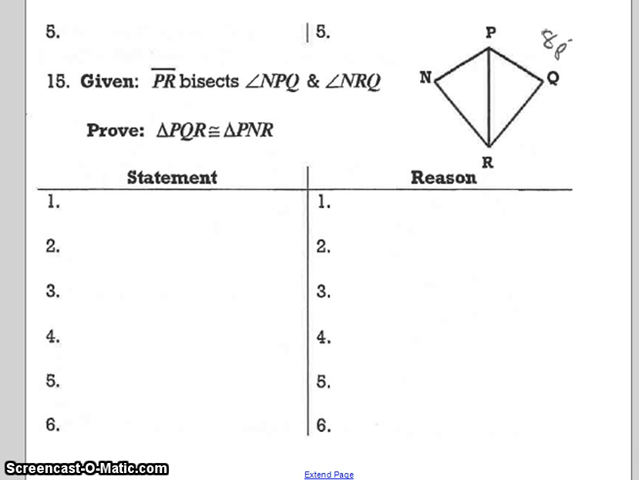Alright, in this proof, we have to prove that triangle PQR is congruent to triangle PNR. And we know that PR bisects angle NPQ and NRQ. Alright, so it bisects NPQ and NRQ. Right. PR. Okay, and that's given to us.